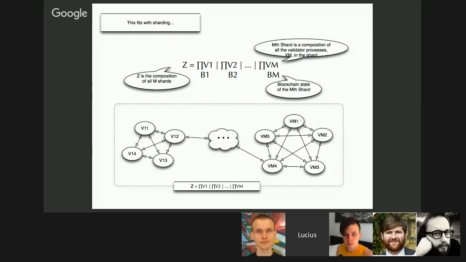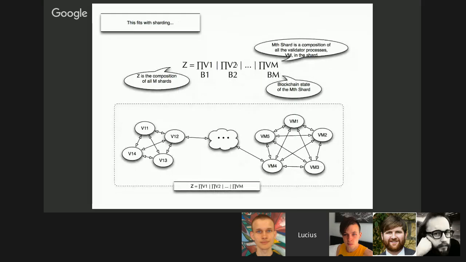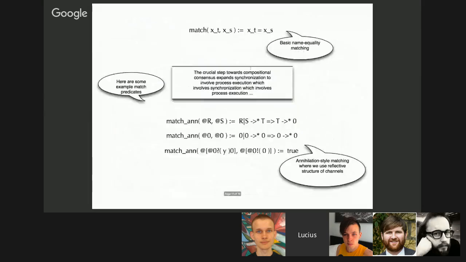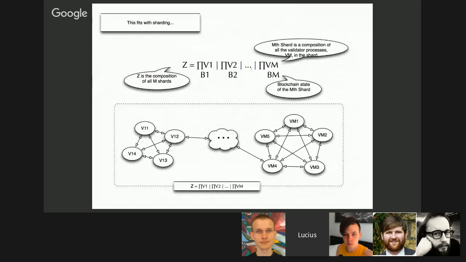You've got another collection of validators that are all talking amongst themselves, and then Z is the big parallel composition of all of those. And then each of these validators is maintaining a chunk of the blockchain state, right? So B1 through BM are the pieces of the blockchain state that they are maintaining. That gives you a way to write down systems like this. Well, this is the style of the expression, and that fits entirely within the calculus. There's our calculus syntax, and this is an expression in the syntax.